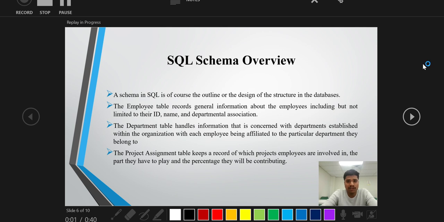Another thing is the SQL schema overview. A schema in SQL is the outline or the design of the structure in the database. The employee table records general information about the employee, including but not limited to their ID, name and departmental association. The department table handles information concerning departments established within the organization, with each employee being linked to the particular department they belong to. The project assignment table keeps a record of which projects employees are involved in, the part they have to play, and the percentage they will be contributing.